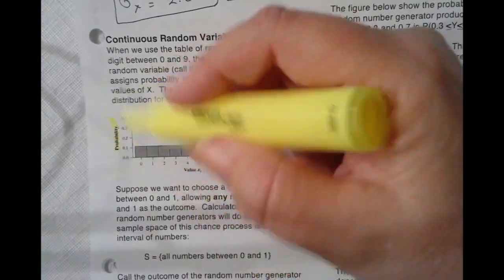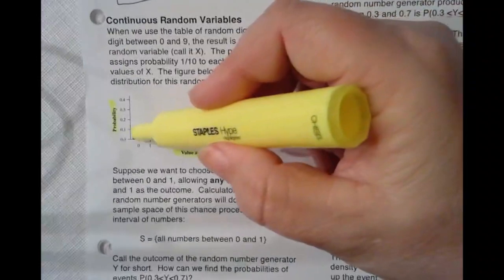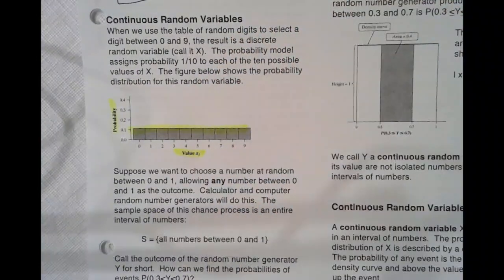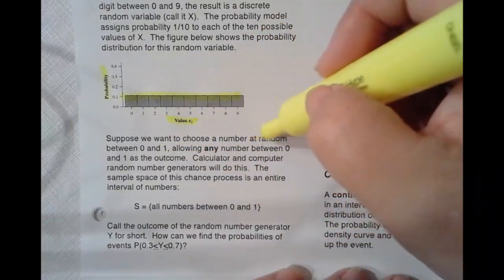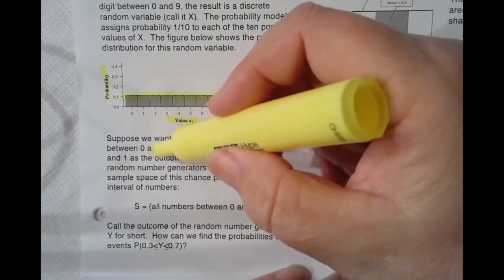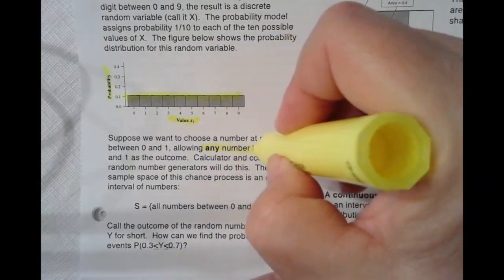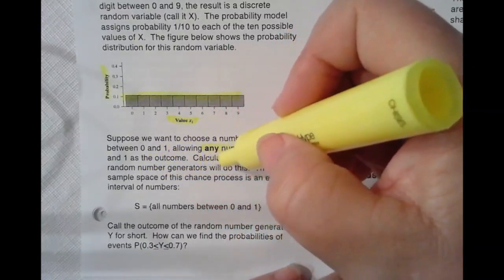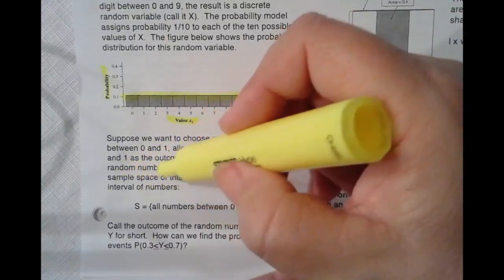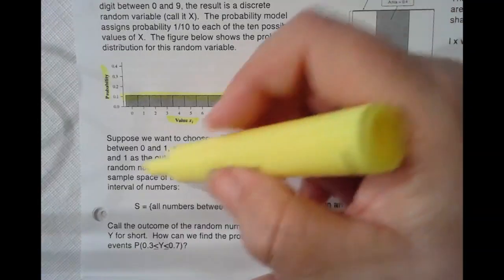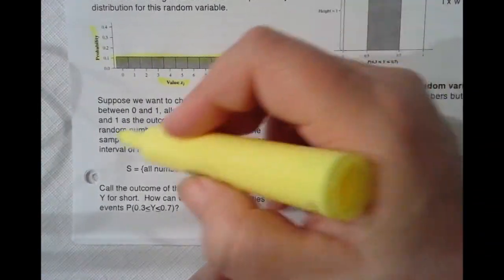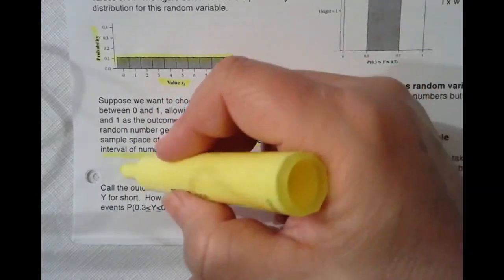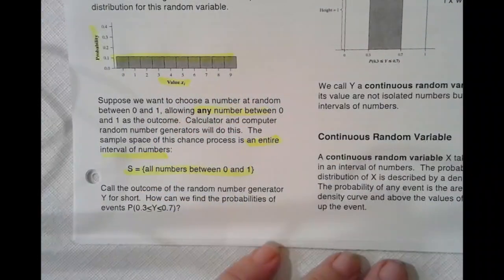So we have probability, we have a value, and notice that each one of my probabilities is the same. Suppose we want to choose a number at random between 0 and 1, allowing any number between 0 and 1 as the outcome. A calculator or computer random number generator will do this. The sample space of this chance process is the entire interval of numbers, so all numbers between 0 and 1.